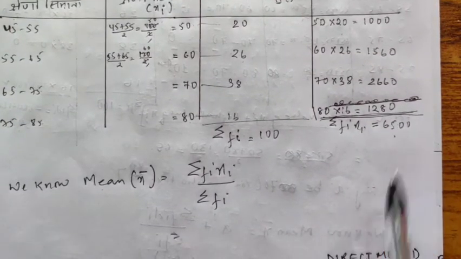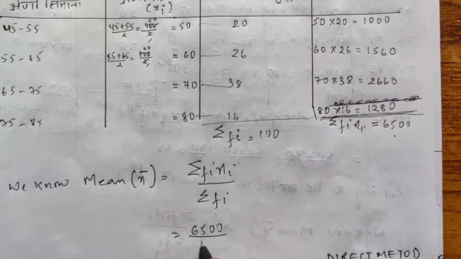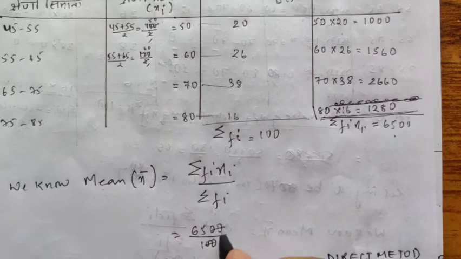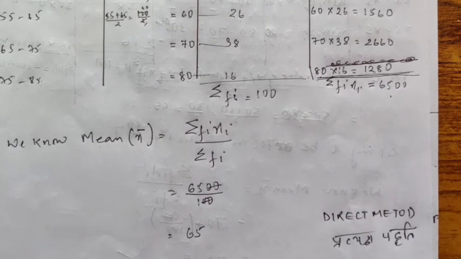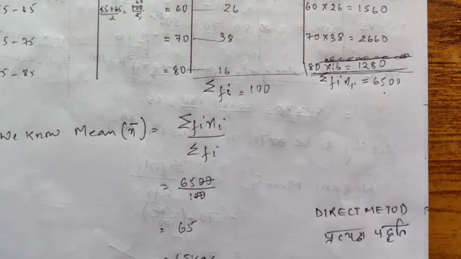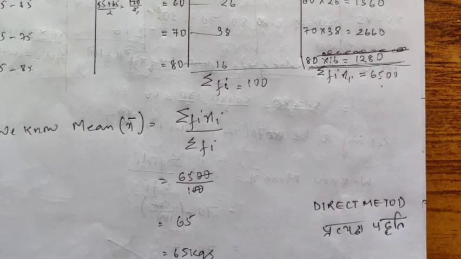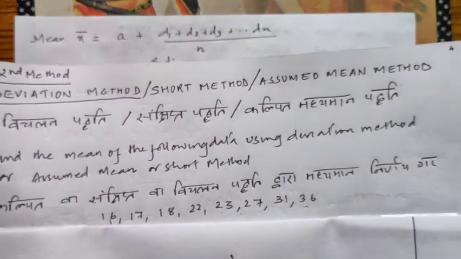So summation fi xi, I've got it as 6500. Summation fi is 100. Two zeros cancel. I'm left with 65. Or you can say this is 65 kgs. So this way of finding is called direct method. The next one will be our assumed limit method, and then the third one will be the step deviation method. Okay guys, we are still in the second method, deviation method, short method, or assumed limit method.